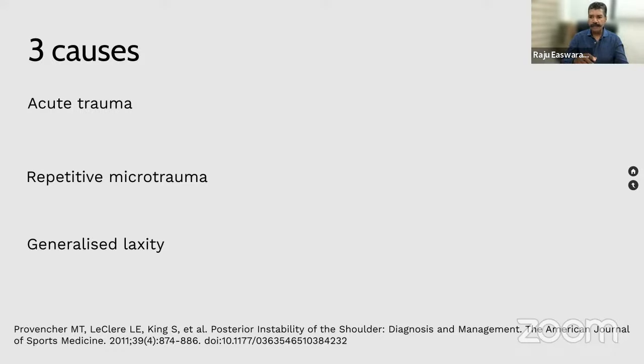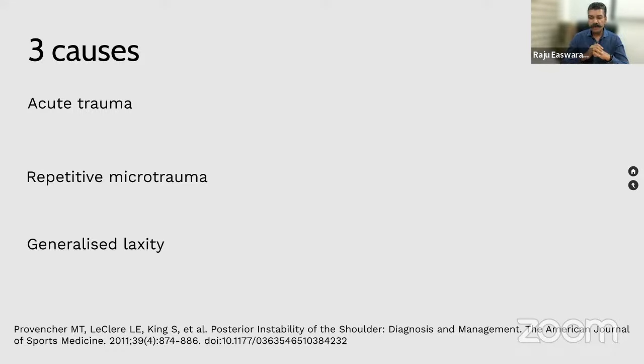It depends upon the arm position at the time of the incident. If the arm is in a flexed and internally rotated position, the seizure activity will cause the humeral head to dislocate posteriorly. If it's in a more abducted, externally rotated position, it will cause it to dislocate anteriorly.